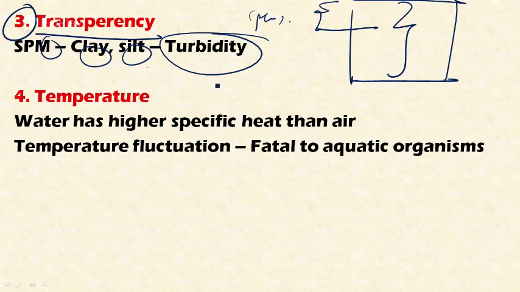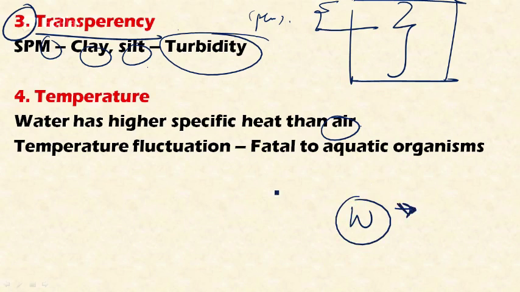The fourth is the temperature. Water has a higher specific heat than air. That means more energy is required to change the water temperature. If you apply a little bit of heat energy to the air, then you can change the air temperature. But water is not that case. Water needs more energy to change its temperature. Water is highly stable.